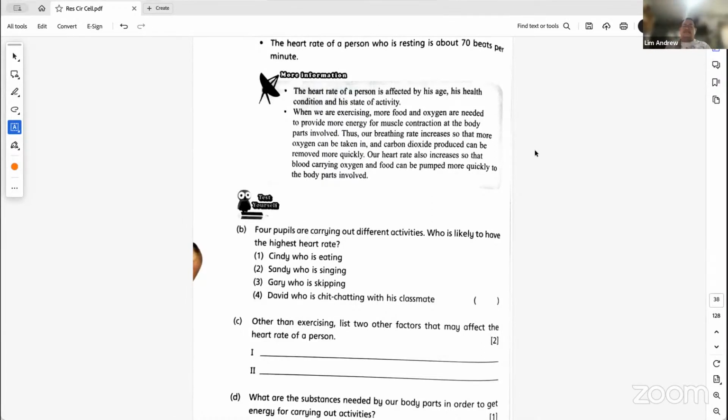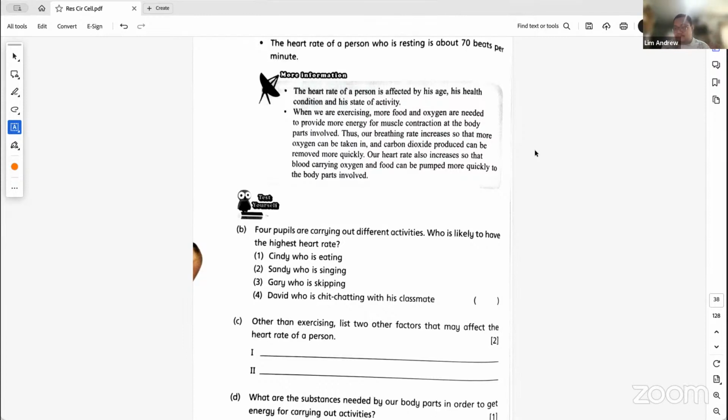So we have Cindy who is eating. When you see the word eating, it means I'm relaxing, sitting down on my chair, eating my sushi, slowly enjoying. This activity is very relaxing. When it is relaxing, your heart doesn't beat so fast because your body doesn't need more oxygen to eat. So the heart rate is very low. So number 1 is actually out.